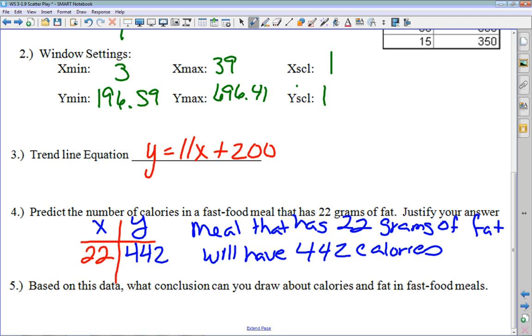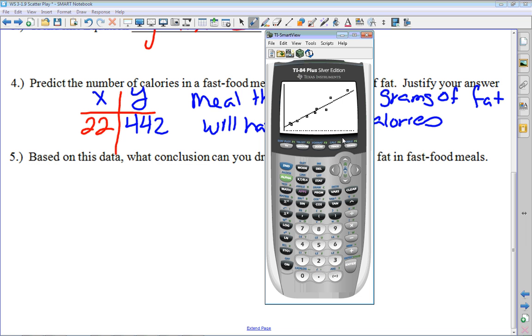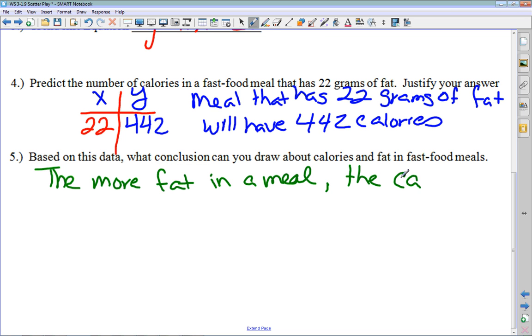And then it says, based on the data, what conclusion can you draw about calories and fat in fast food meals? Well, look at it. What's happening? It's all going up. So the more fat that is in your meal, the more calories are in your meal. So I'm going to write: the more fat in a meal, the more calories that are in the meal.